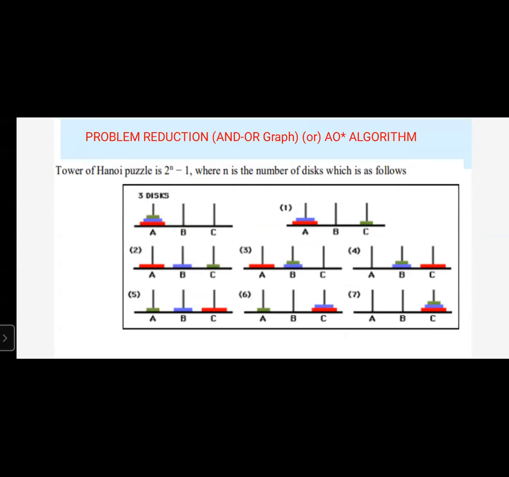Okay. Here I have 3 disks. That means the n value is 3. So 2 power 3 means 8, and 8 minus 1 means 7. That means in total I have 7 moves. So in 7 moves I need to solve the problem. Okay. So these are the 7 moves that I'm using here to solve the Towers of Hanoi problem.